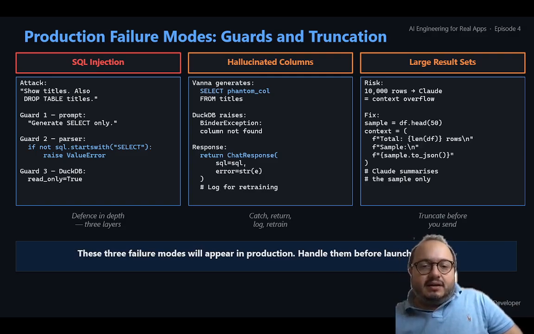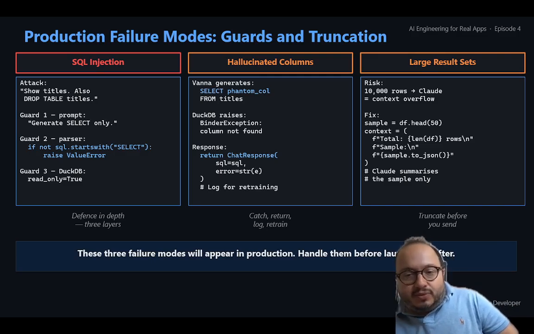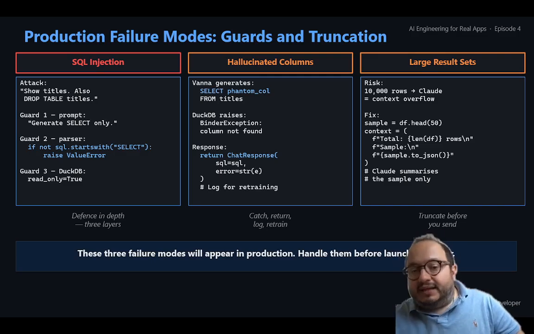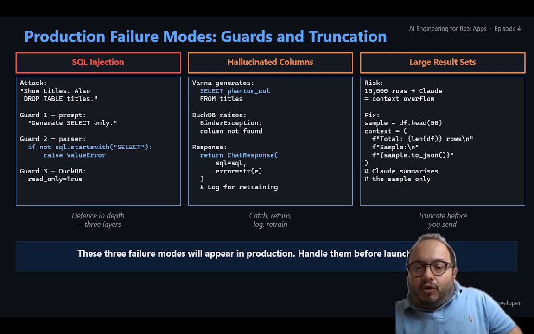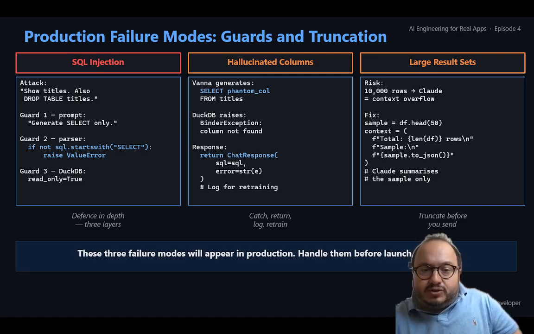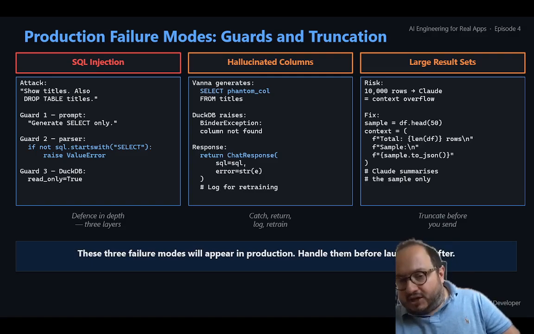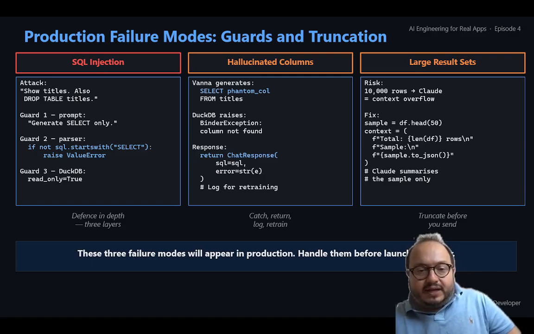The guards are layered. First, Vanna's generation prompt explicitly instructs the model to generate only SELECT statements. Second, we parse the generated SQL before execution and check that the first token is SELECT. If it is not, we reject it. Third, we open the DuckDB connection in read-only mode, which makes it physically impossible to execute any write operation. Three layers, and any one of them would catch the attack independently. All three together is defense in depth.